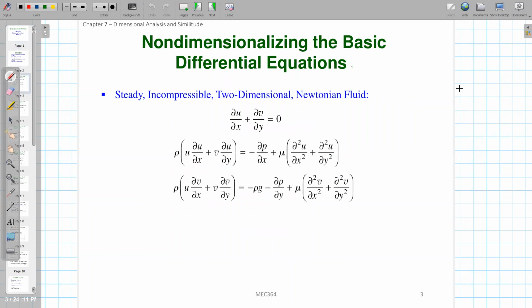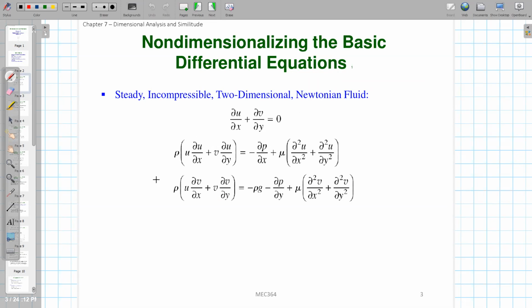And before we do the dimensional analysis, let's review the fluid mechanics equations we have. I give you an example here. Let's focus on the incompressible 2-dimensional viscous flow, Newtonian fluid. So we will have the 2-dimensional continuity equation. This is mass conservation. Because it's incompressible, it's in this form.